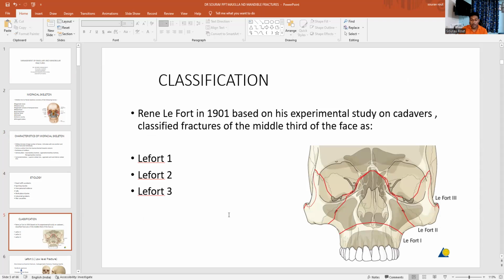Now coming to the classification of maxillary fractures. René Lefort in 1901 classified the maxillary fractures into three categories. He stated them as Lefort 1, Lefort 2, Lefort 3, as you can see from the picture.